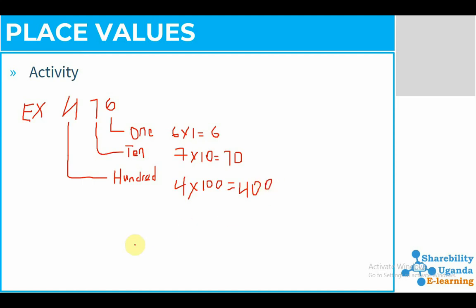So that means our 476 is equal to 400 plus our 70 plus our 6. Okay, so when you add this, they will give us this. So we shall have expanded this number. So when they say expand this number, you have to give it in this way. Okay, so that's how we deal with place values and expanding numbers.